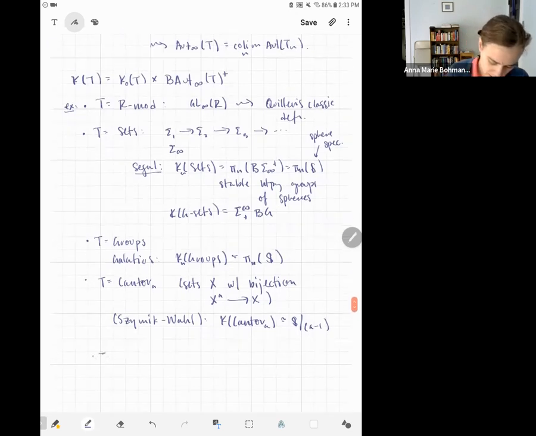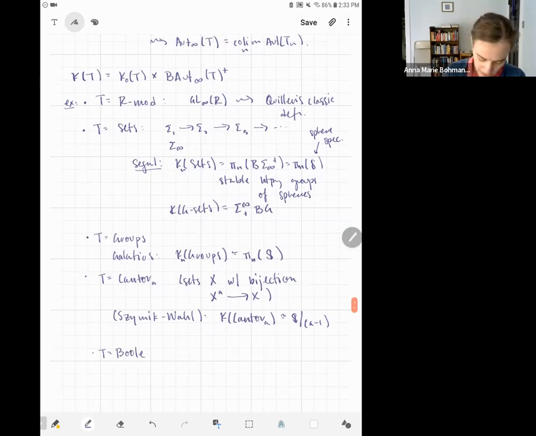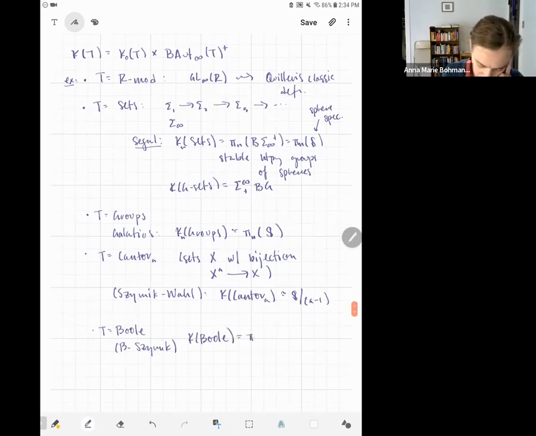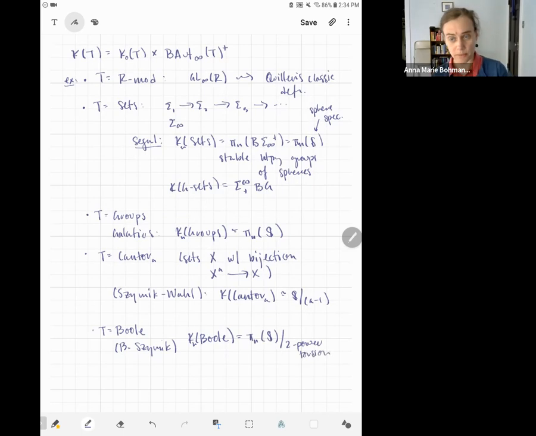One other example is that I can let T be the theory of Boolean algebras, another nice algebraic structure. And then we know that the K theory of Boolean algebras, this is due to me and Shimmick, is the nth stable homotopy groups of spheres, but mod 2 power torsion. So mod any torsion with an order of a power of 2.